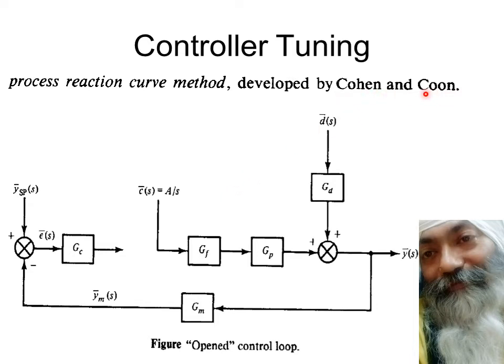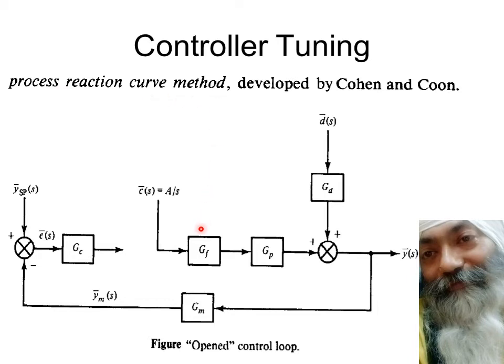These were two chemical engineers who were into process control, and they actually followed the quarter decay method. They applied ISE techniques, and they came up with some results which are very easy for us to apply as such without going in for much botheration and mathematical calculations. Their technique is known as the process reaction curve method. So why is it called the process reaction curve method?